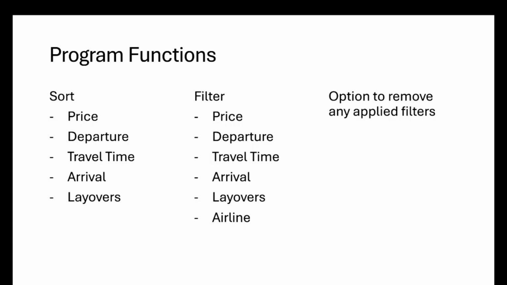Sorting by arrival is similar to departure. You choose a time and it shows flights closest to it. And sorting by layovers sorts from fewest to most layovers. And then filter options exclude options from the list.